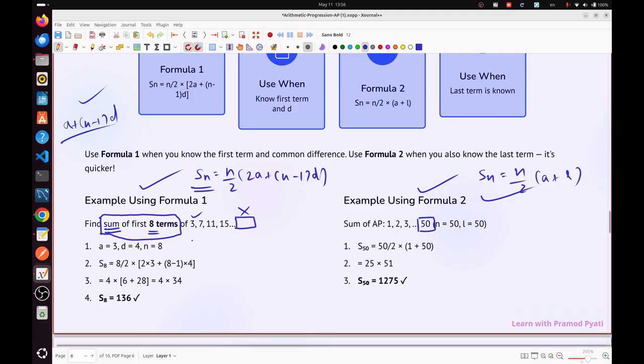So here the first term is 3, that is a equal to 3. The difference is 7 minus 3. If you take 7 minus 3, that is a2 minus a1. a2 is 7, minus 3, 4.